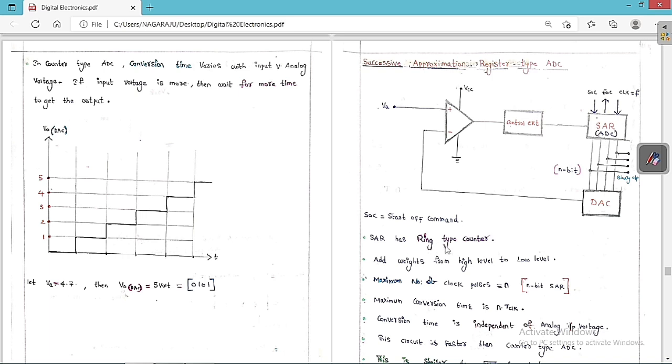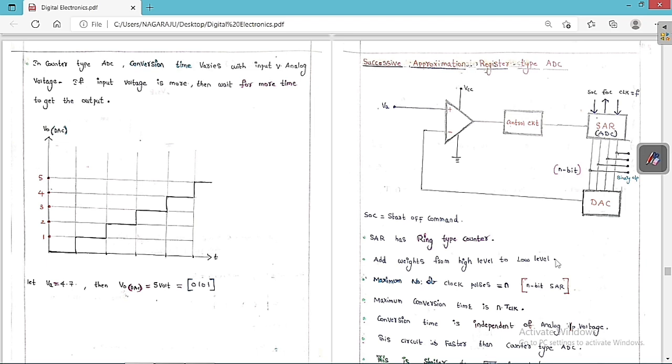See, the SAR has a ring type counter. So basically this SAR is going to have the ring type counter and weighs from high level to low level. Basically this is like a taraj. So we are going to weigh from high level to low level, meaning from high level to low level we are going to go in this process.